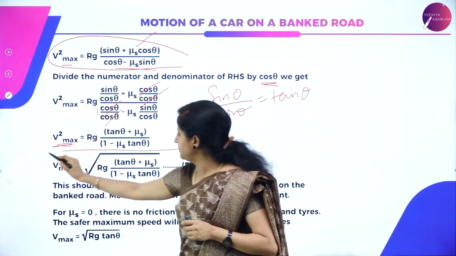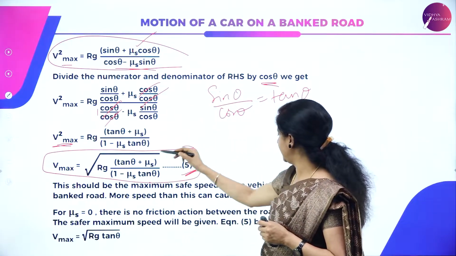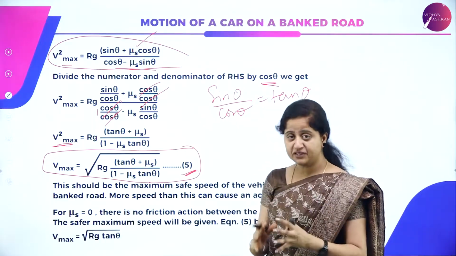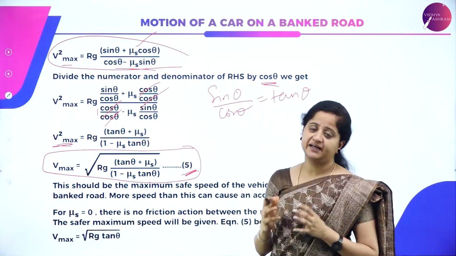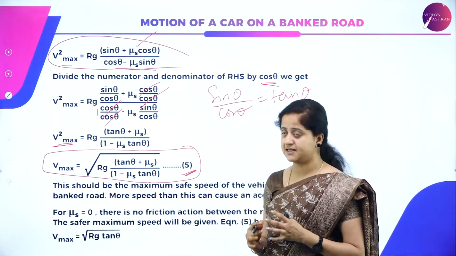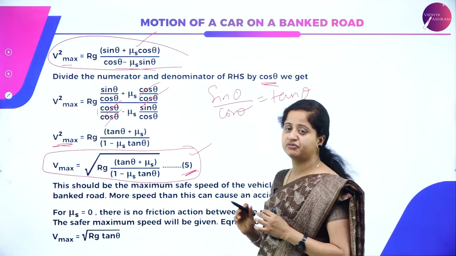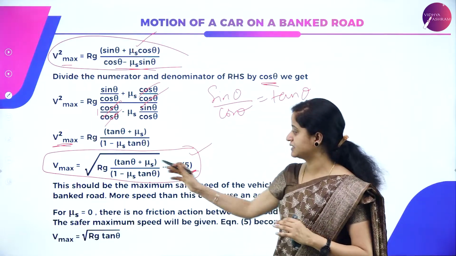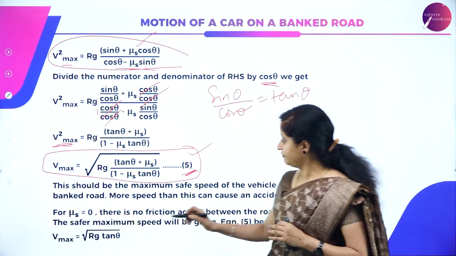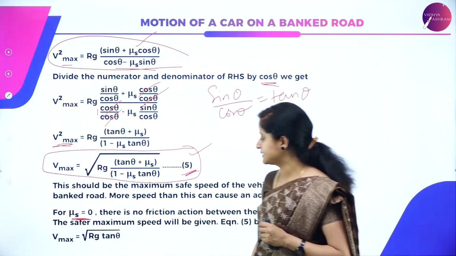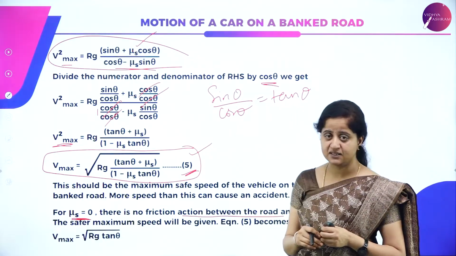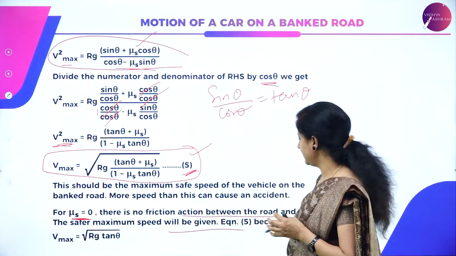And this should be the maximum safe speed of a vehicle on a banked road. If the speed is more than this, again we can say that the vehicle may meet with an accident. So the maximum safest speed of a vehicle traveling on a banked road can be calculated by the above formula. If the value of mu s is equal to 0, there is no frictional action between the road and the tires. So the safer maximum speed will be given.